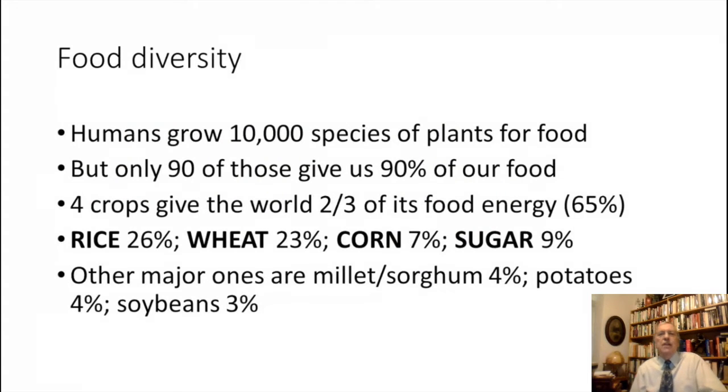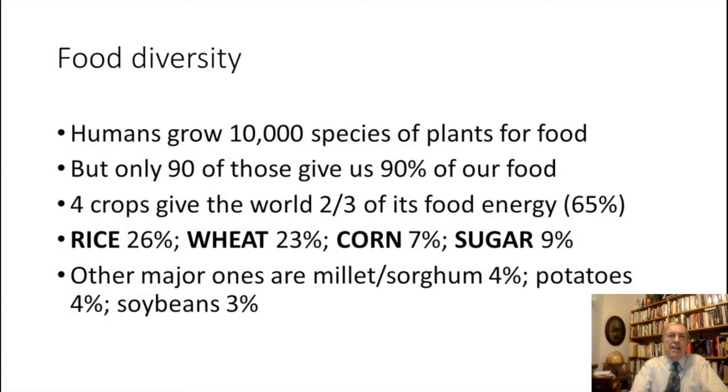Food diversity. Humans grow 10,000 species of plants for food. It'd be interesting to sit down one day when you have nothing to do and make a list of how many different kinds of foods you have ever eaten. Cranberries, walnuts, butter beans, lima beans, so on, and see if you can come up with 100.